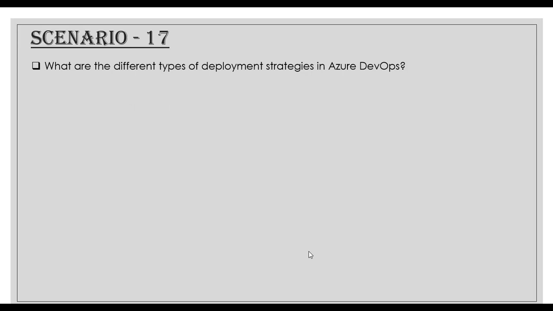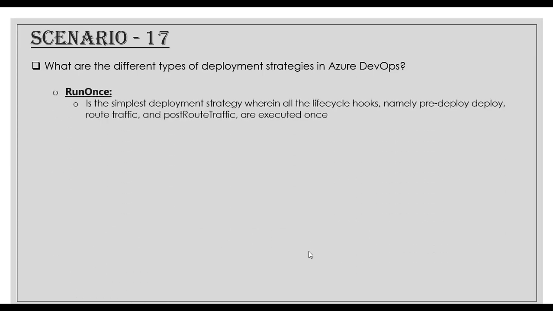What are the different types of deployment strategies in Azure DevOps? Again, a very interesting question. What are the different types of deployment strategy do we have in Azure DevOps? Let's go and look into it. The first one is run once. Run once is the simplest deployment strategy, wherein all the lifecycle hooks such as pre-deploy step, your deploy stage, route traffic, post-route traffic are executed at least once.